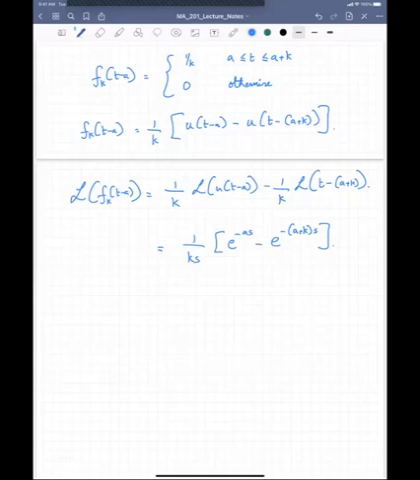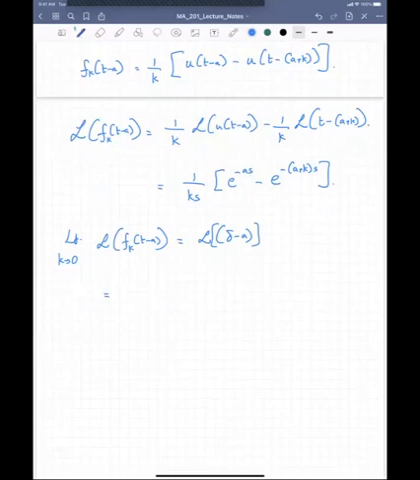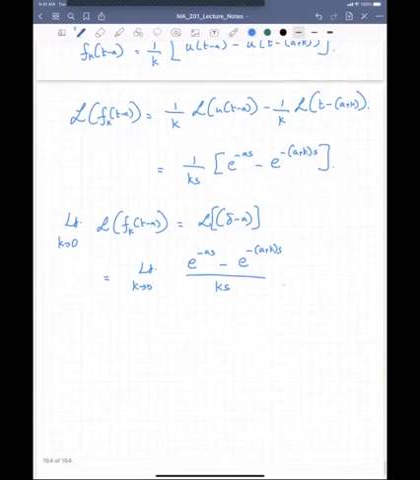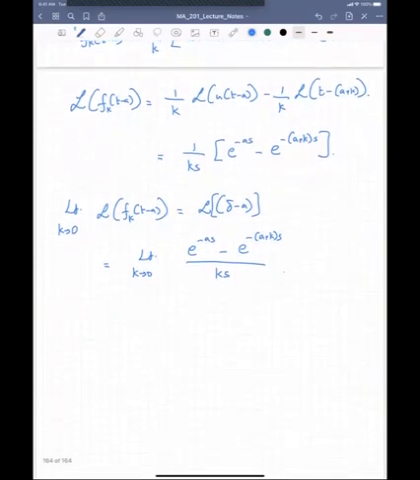But to get to the Dirac delta function, we took the limit k goes to 0, which means the Laplace transform of the delta function is the limit k goes to 0 of L of f_k of t minus a, which equals the limit k goes to 0 of e to the minus as minus e to the minus (a plus k) times s, divided by ks. How do you take the limit of this? Well, if I simply put k equal to 0, I get 0 over 0. So that is not very useful.